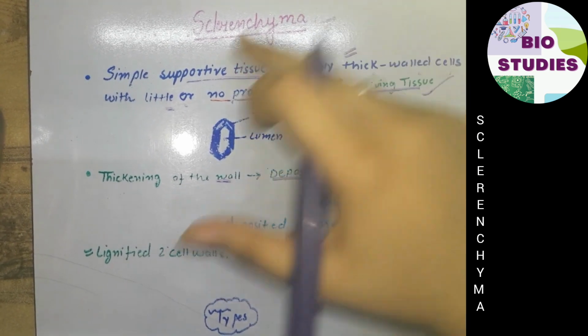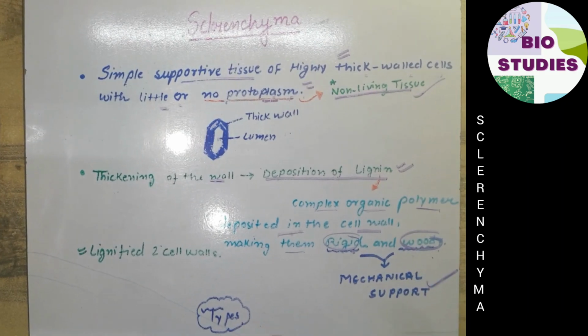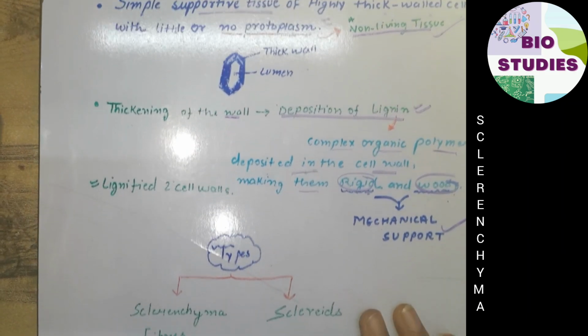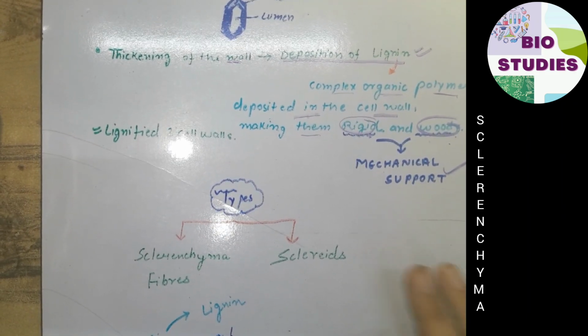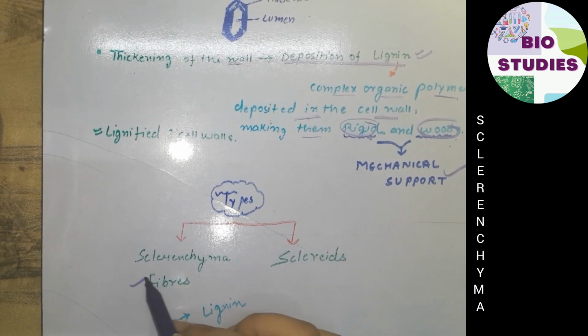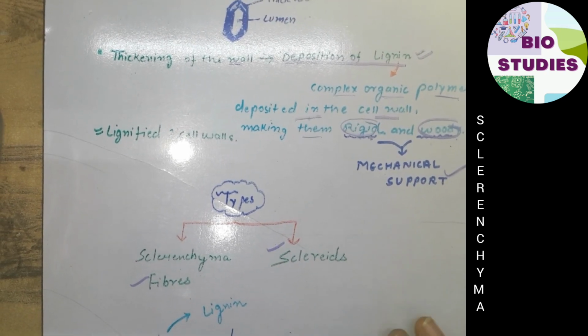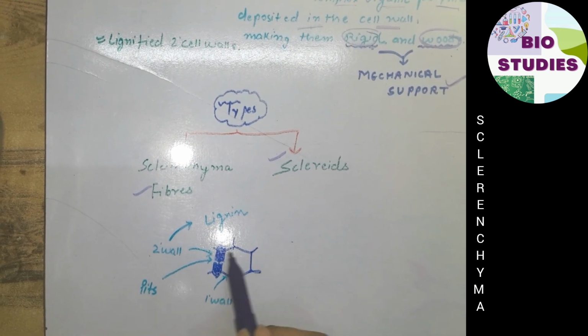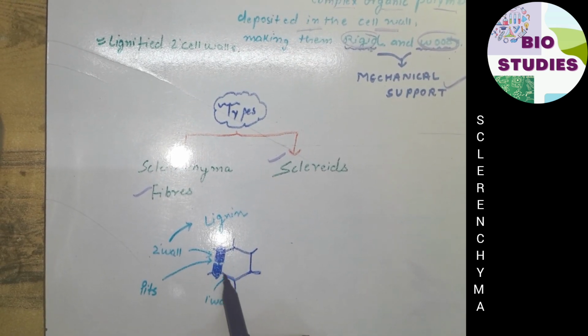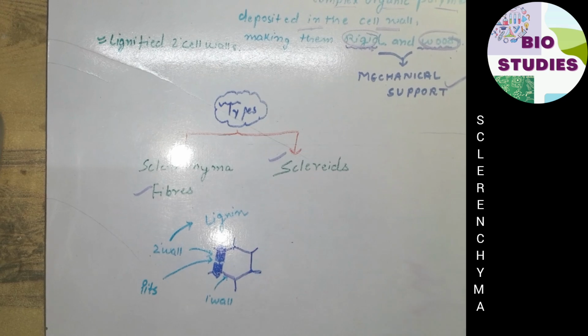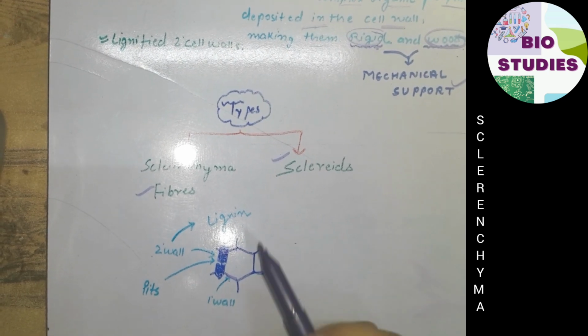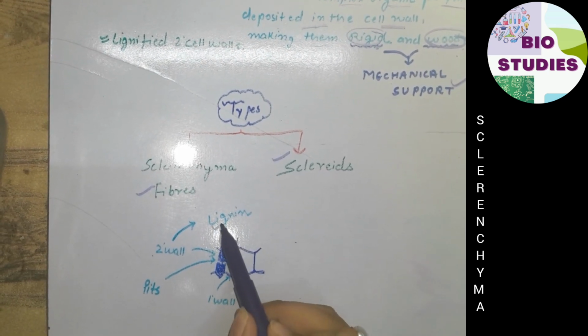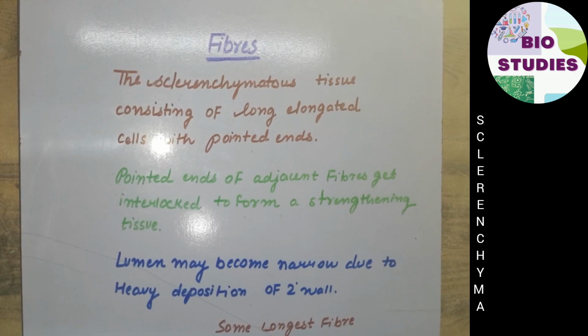Is it clear about the basics of sclerenchyma? Now we move to the types of sclerenchyma. There are fibers and there are sclereids. I am telling you later on. And here also you can see this is a cell, and this primary wall is made up of other biomolecules, cellulose and all, but in the secondary wall the main component is lignin.